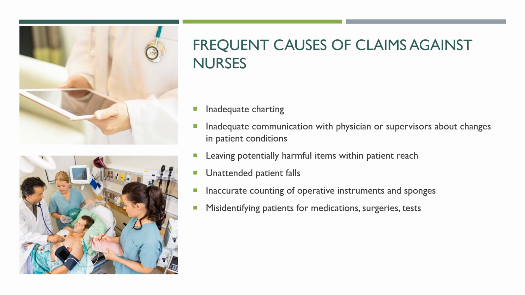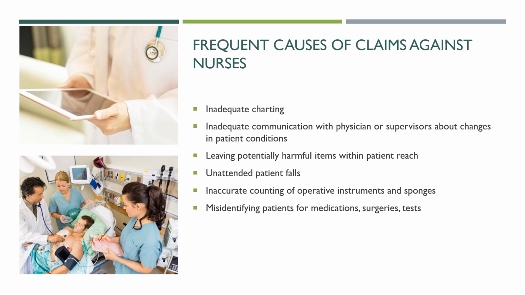Frequent causes of claims against nurses, you can see them written here. They can include inadequate charting, right? If it's not charted, it's not documented, it's not done. So make sure your charting is adequate. Inadequate communication with physicians or supervisors about any patient condition changes. So if your patient is crumping, deteriorating, make sure you have really good communication with your physician, your charge nurse, your manager, whoever you need to be communicating with.